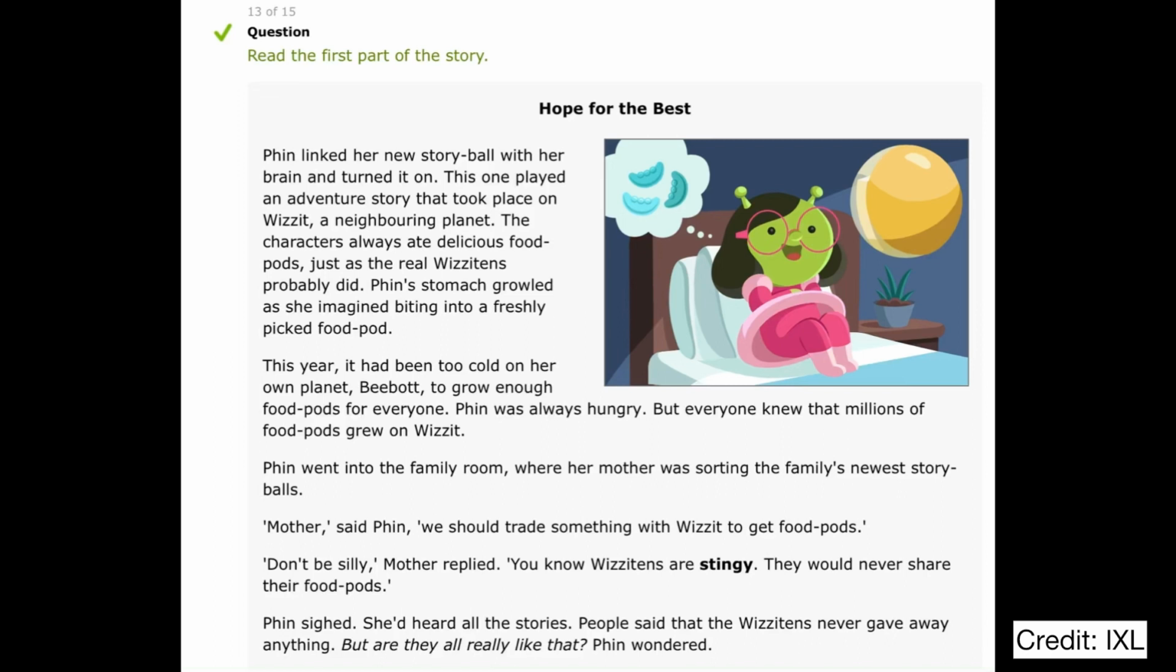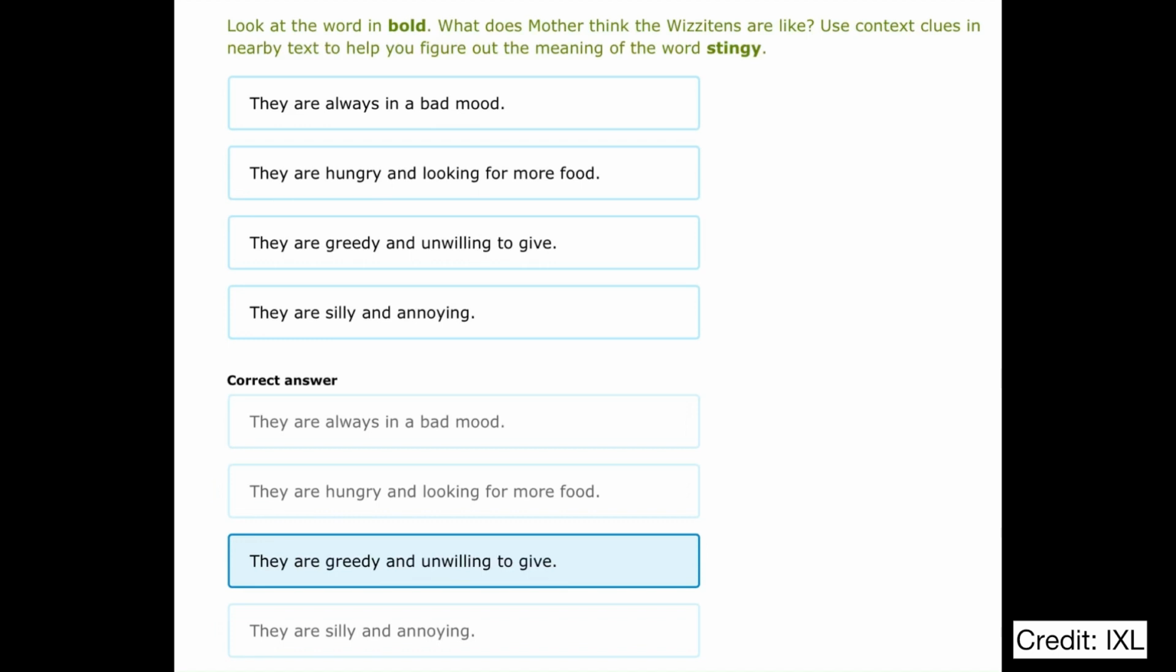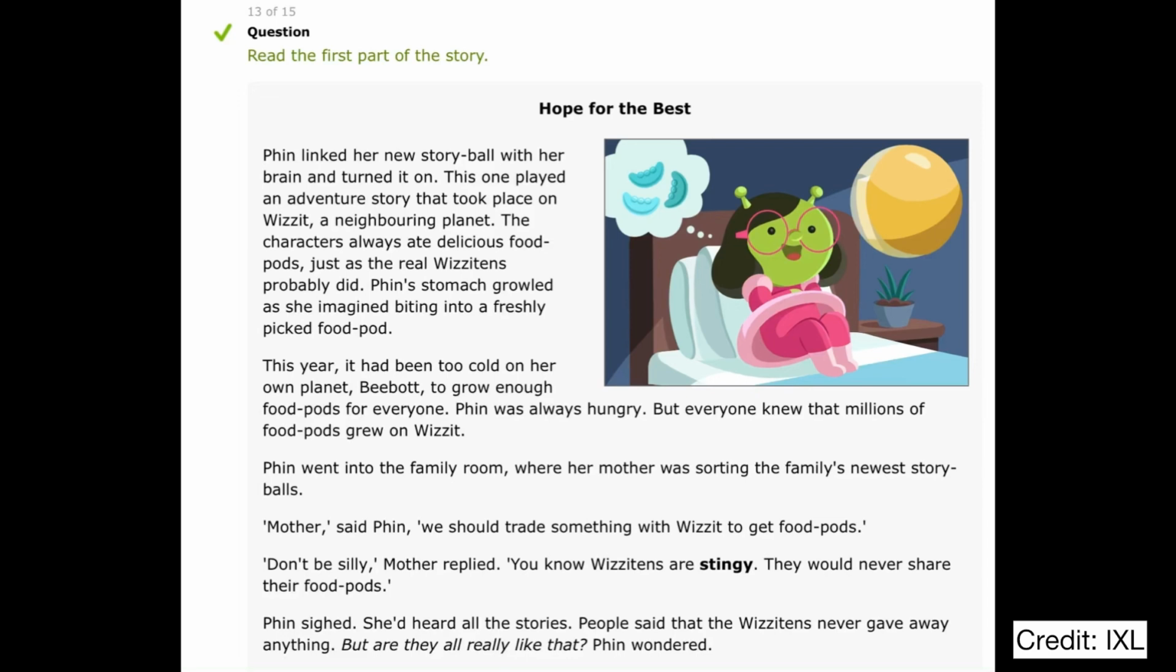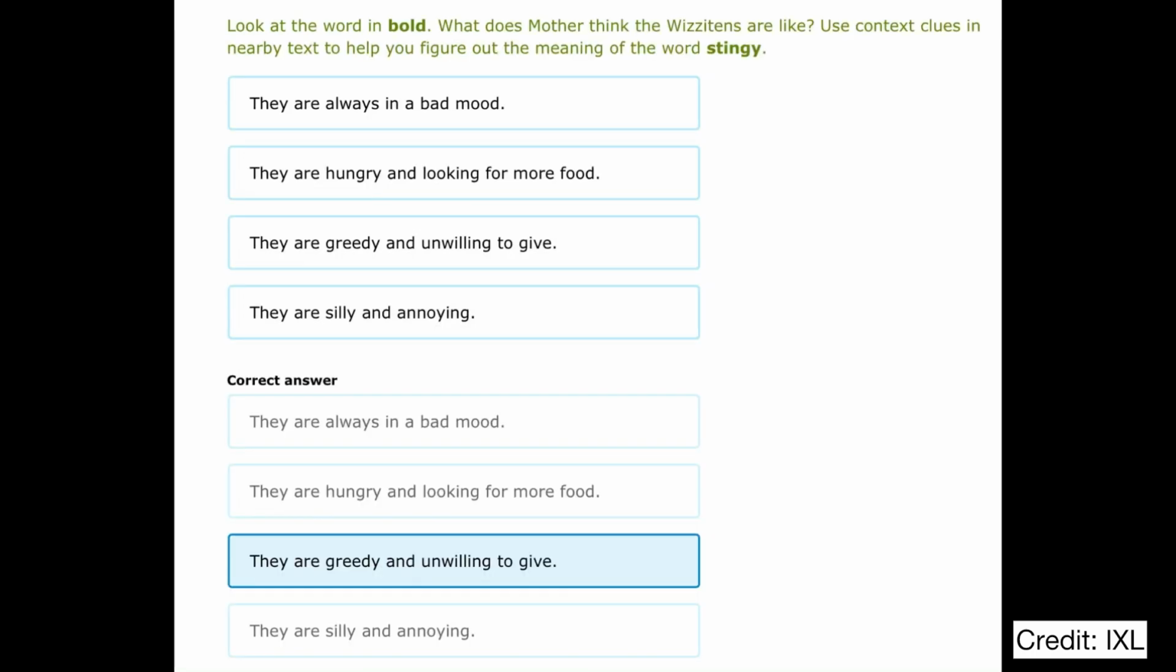If you don't know the meaning of a word, you can look for context clues. Context clues are words or phrases that help you figure out the meaning of a word you don't know. In this story, Finn's mother says she doesn't think the Wisitons would ever share their food pods. Finn knows this because of stories that say the Wisitons never gave away anything.